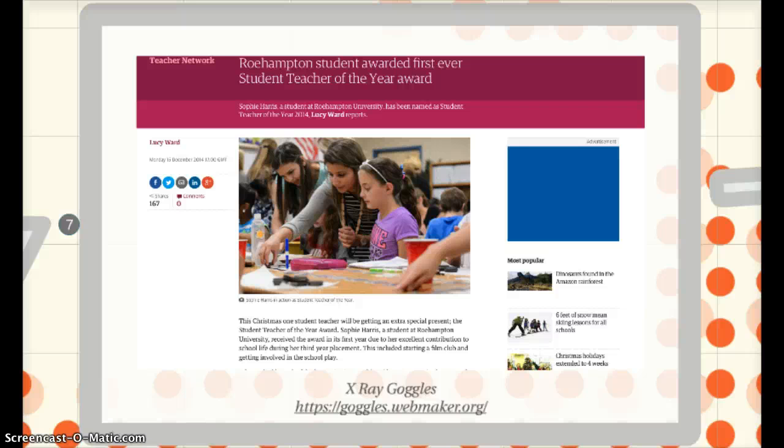To demonstrate this to children, I would use the X-Ray Goggles website, which allows you to edit the text and images of an existing web page. I would show the children a clearly edited website and ask if they think that this would be reliable. The children would then be able to edit other websites themselves using the same technique.